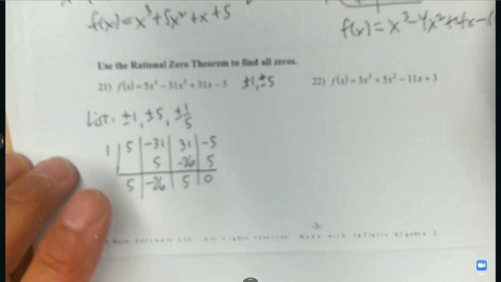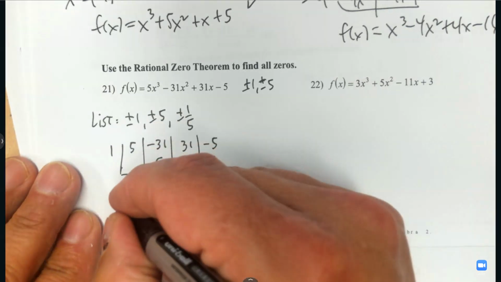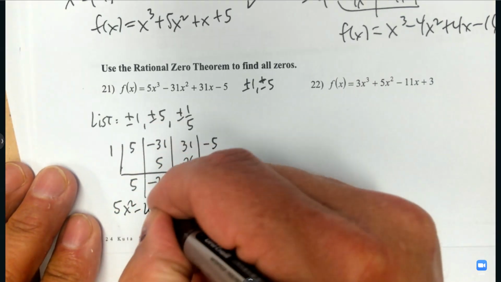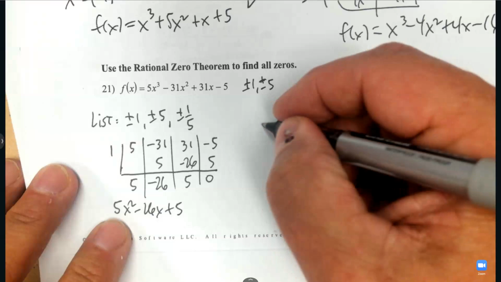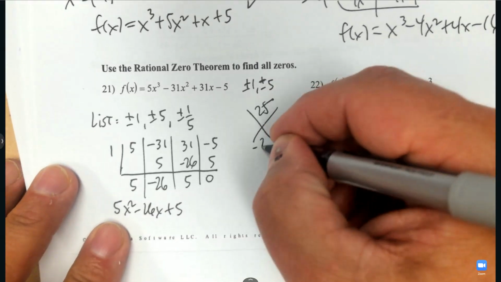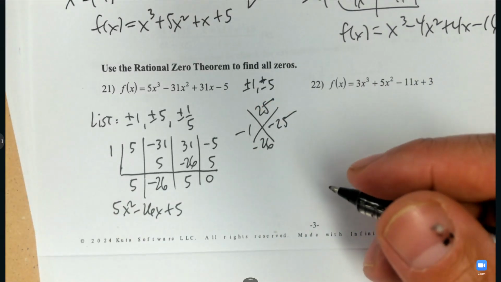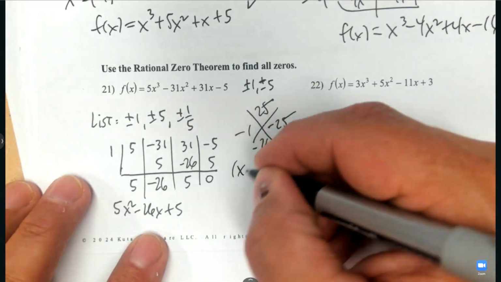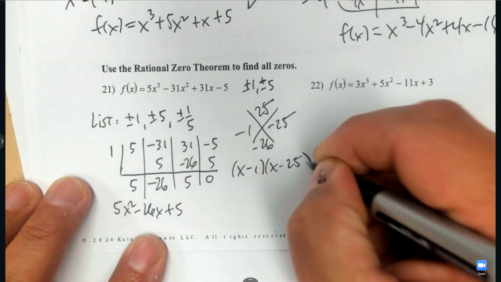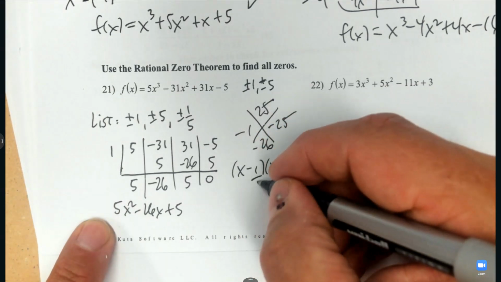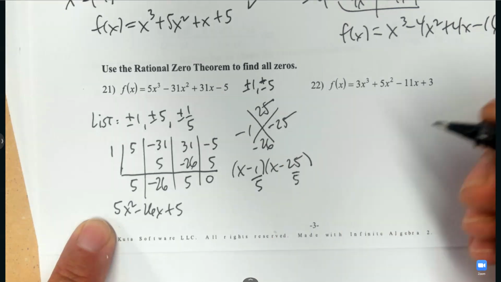And then what's left, I hope I can factor. So I have 5x squared minus 26x plus 5. So the first number times the last number. There are two numbers that multiply to 25 and add to negative 26. Be careful to divide after we do this. That means we're going to divide by the first number, which is 5.